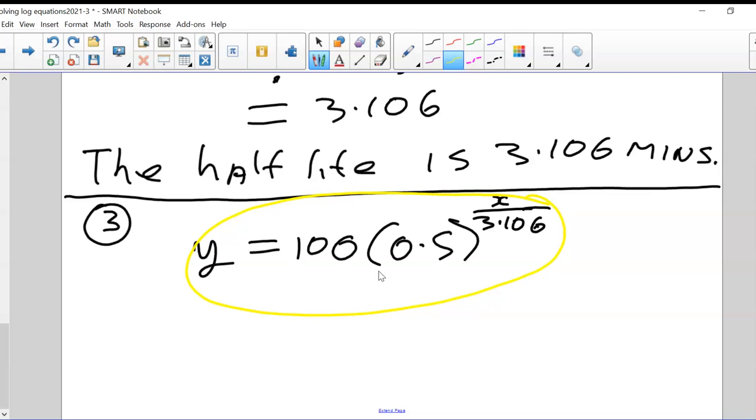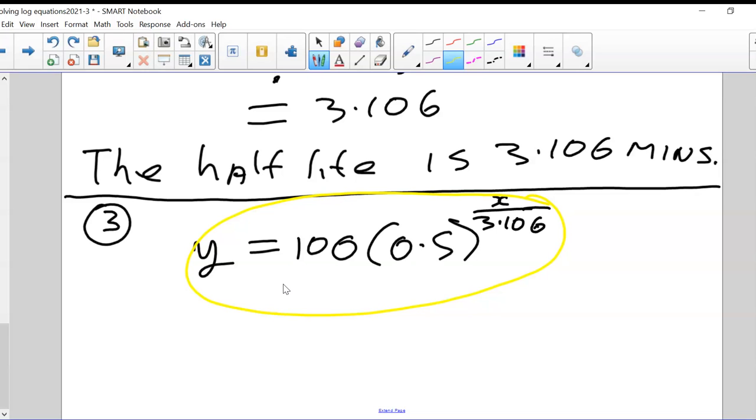And if you had time, and I don't think we have time today, graph these two together. Go back to the video when I post it and graph both of these functions circled in yellow, and you'll see they look very, very similar. You could try plugging in 100 times 0.5 to the power of 4 over 3.106, which should give you something very close to 40.96. It's not going to be exact because we rounded that 3.106, but try it for yourself and let me know you got something very close.